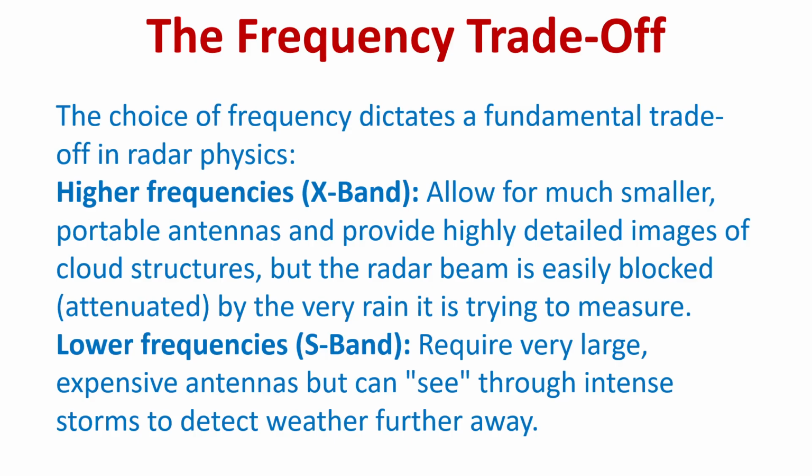The choice of frequency dictates a fundamental trade-off in radar physics. High frequencies, X-band, allow for much smaller portable antennas and provide highly detailed images of cloud structures, but the radar beam is easily blocked, that is attenuated, by the very rain it is trying to measure. Low frequencies, S-band, require very large expensive antennas but can see through intense storms to detect weather further away.